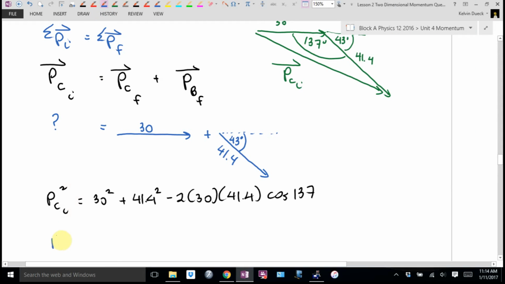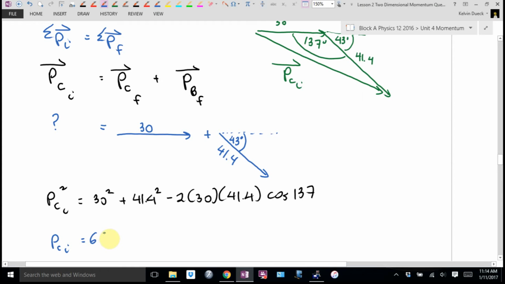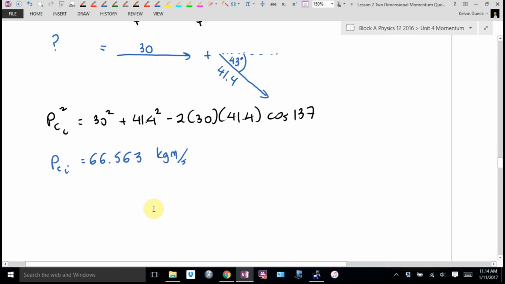So the initial momentum as a magnitude, 66.563. 5 sig figs is pretty good. What did this question want me to find? Oh, I have momentum. How do I find velocity? First of all, how do I find speed if I know the momentum? Which mass? Mass C. Oh, curling rock.